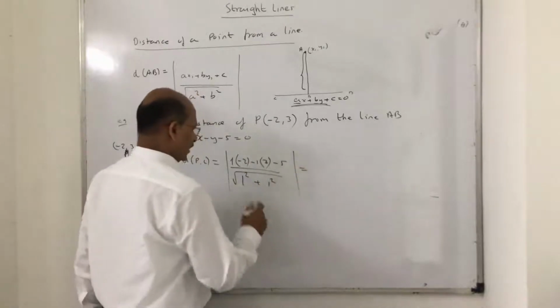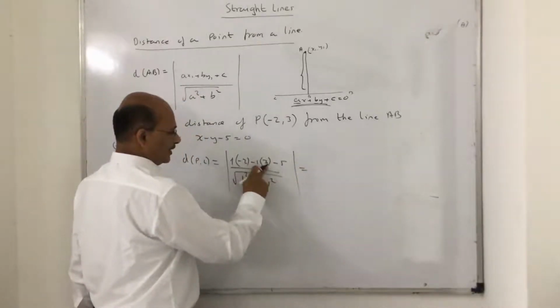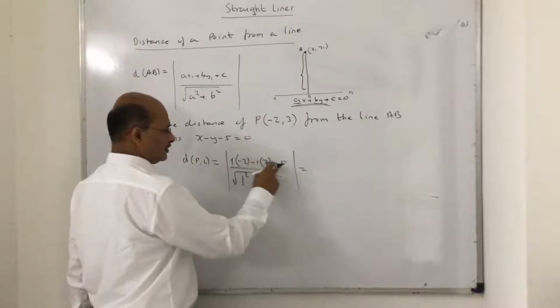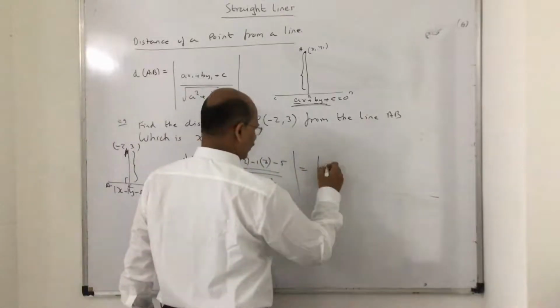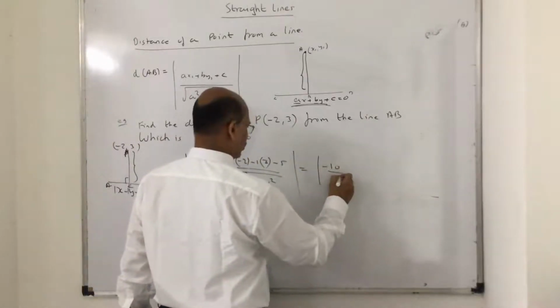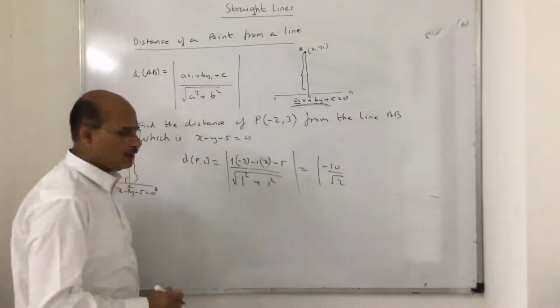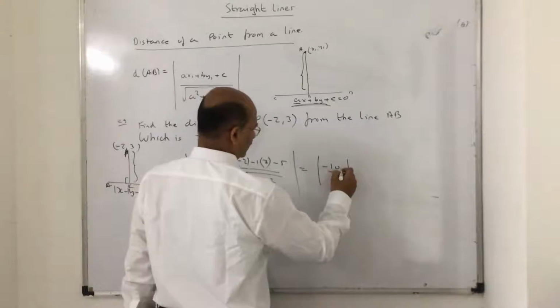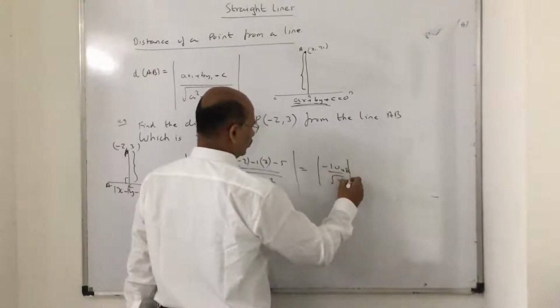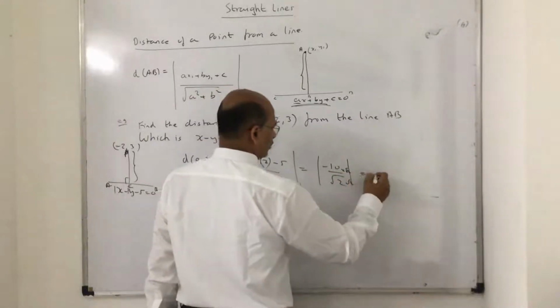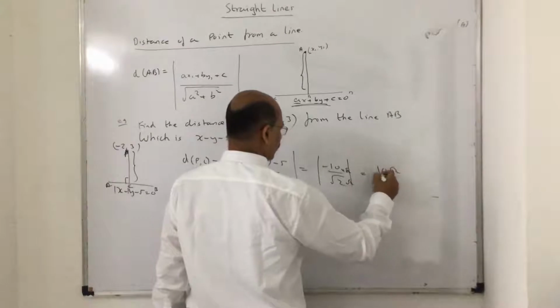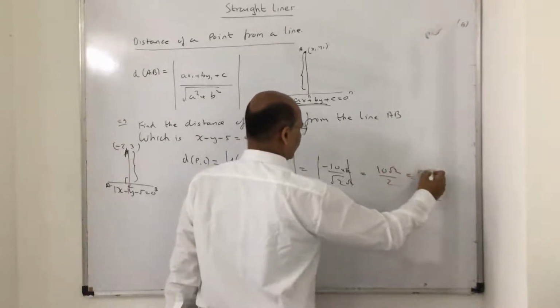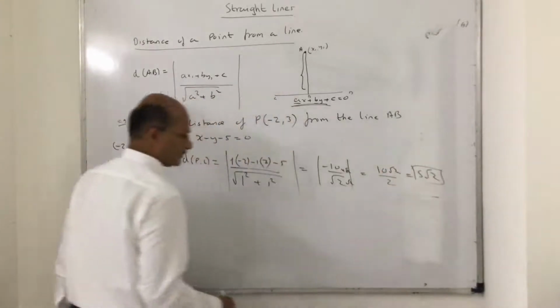So what happens over here? It becomes minus 2 minus 3 minus 2 minus 3 minus 10. So it is modulus of minus 10 upon root 2. So I will just work it out, there is nothing much to do. If you want, we can simplify this, root 2 upon root 2, you can rationalize this. So this is eventually 10 root 2 upon 2, answer is 5 root 2 units.